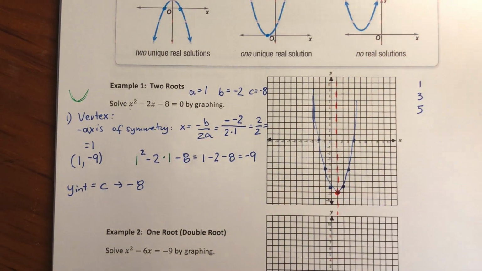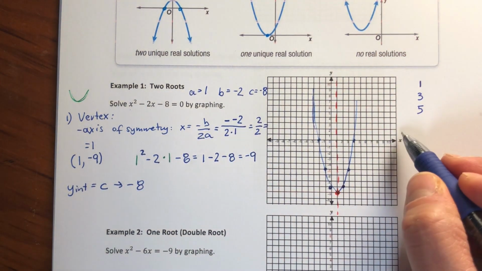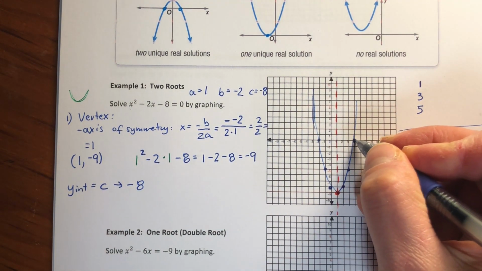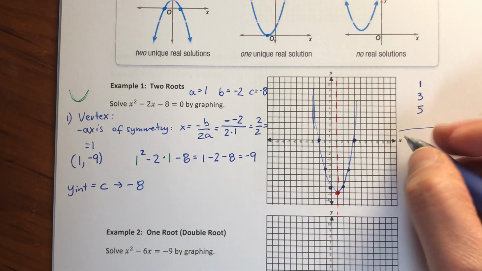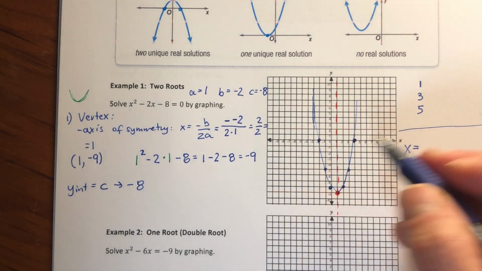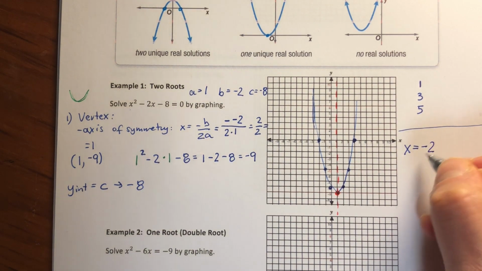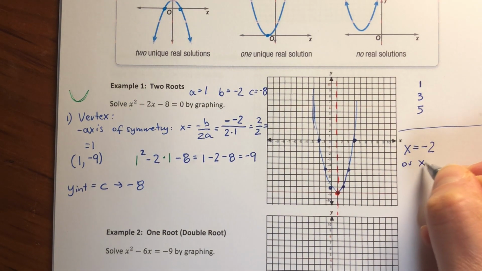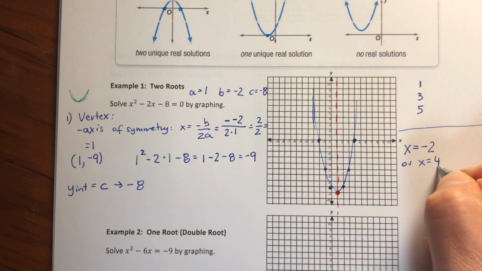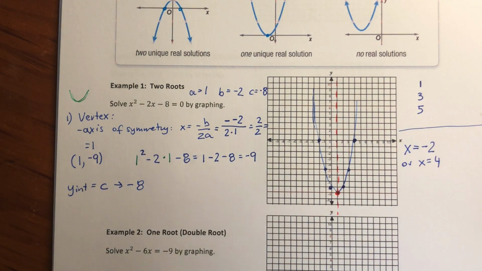Again, we need to remember what we were looking for. I will go back to that pattern in a second. We were looking for the solution, so we were looking for where the parabola crosses the x-axis. So I would know that x is equivalent to -2, or x is equivalent to 4. Now, if you did not remember this pattern, you have to kind of try to figure it out.